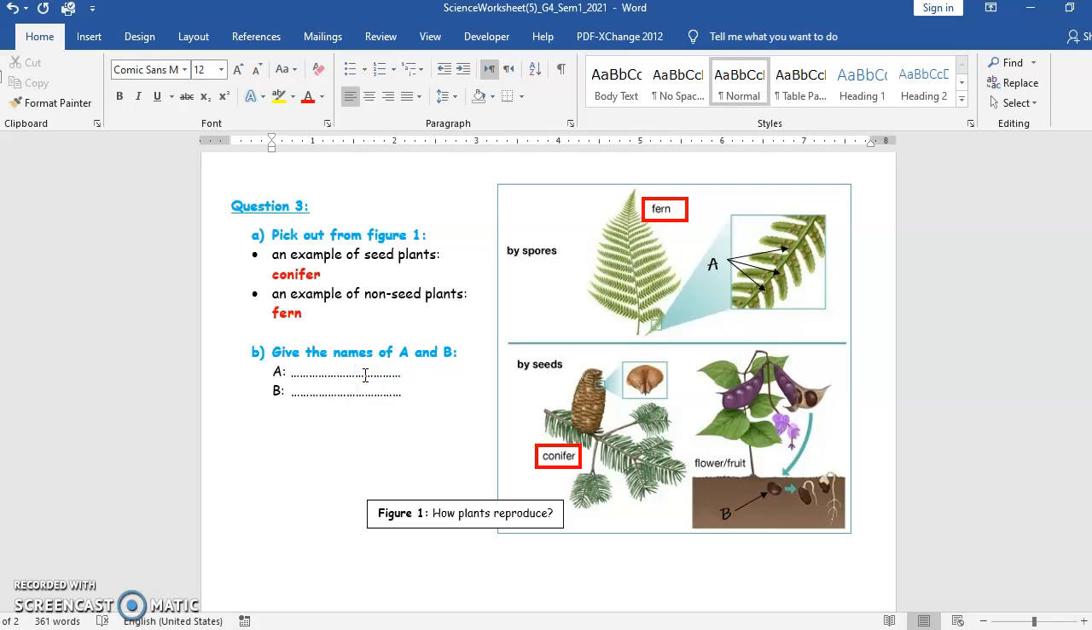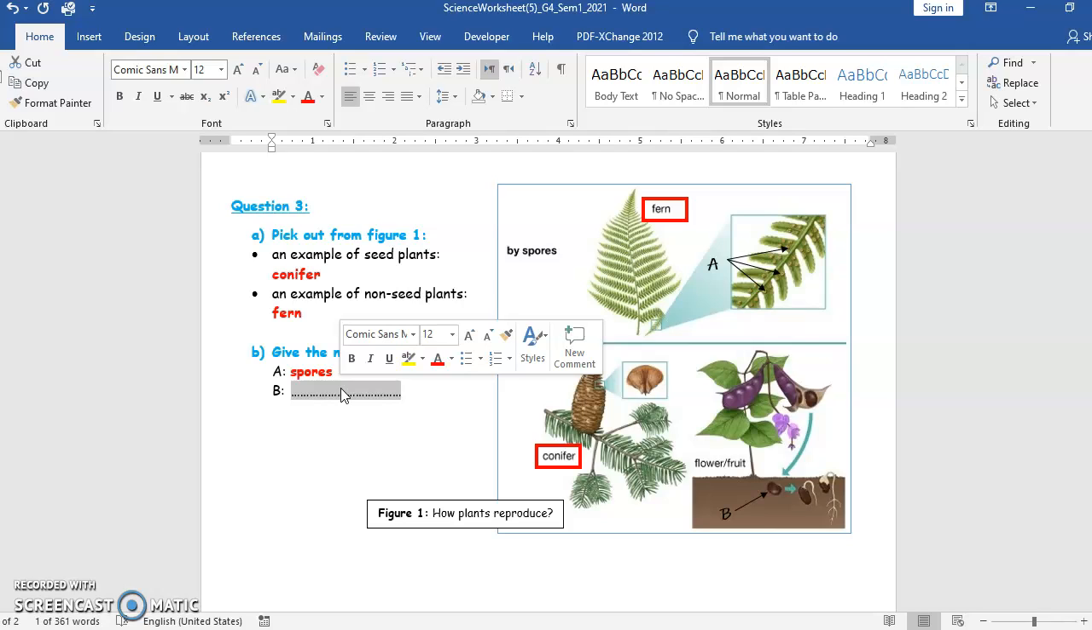Give the names of A and B. So the letter A is pointing to these small circles found in the back side of a frond, the frond of the fern plant. What are these? These are the spores that help the fern plant reproduce. Once a spore finds the right place to grow, it will grow into a new fern plant.